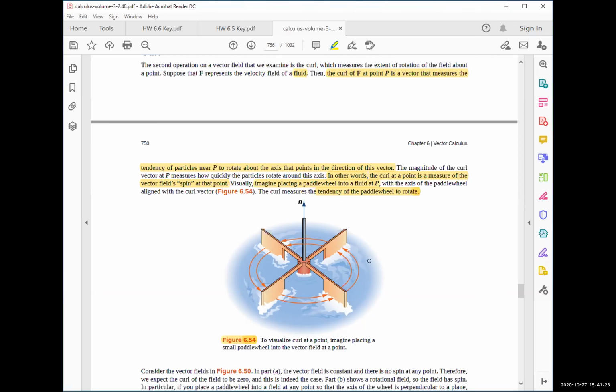So keep this in mind. You don't have to understand this fully because it is a fairly complicated concept. But if you keep this in mind, especially this visualization with a paddle wheel, that may help you understand this concept of curl. All right, now with that, let's go to our notes.